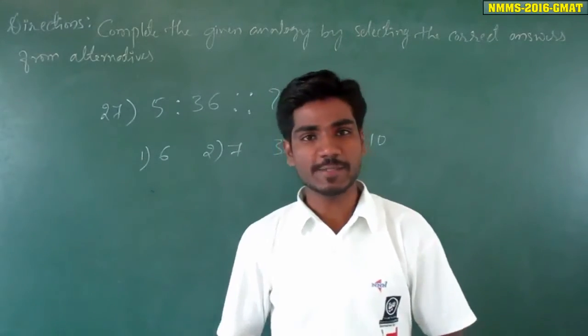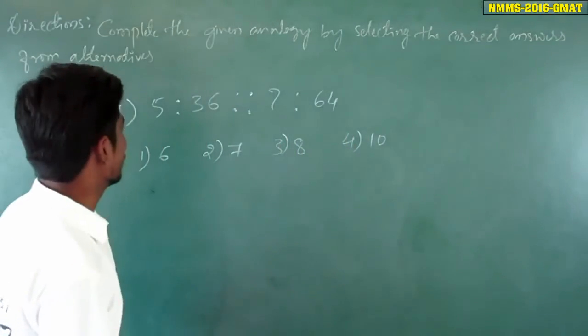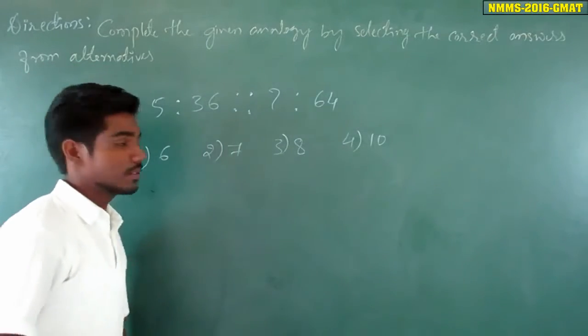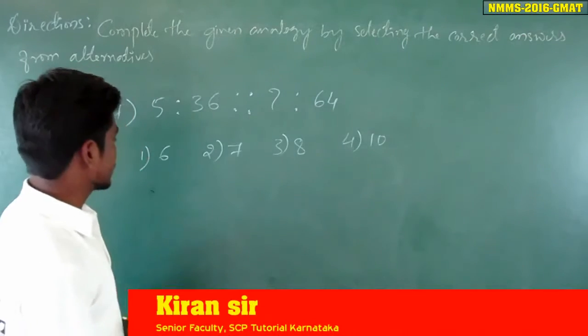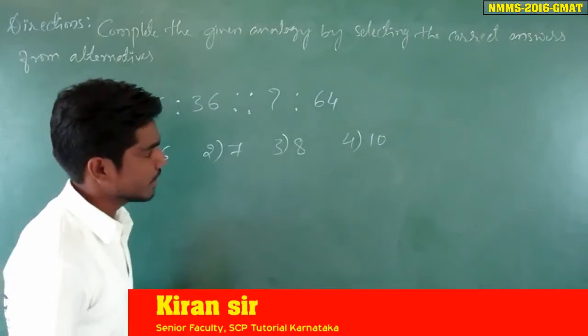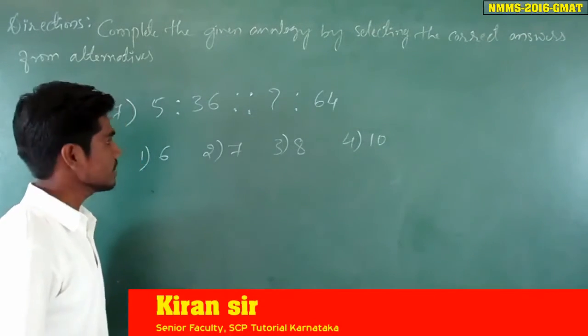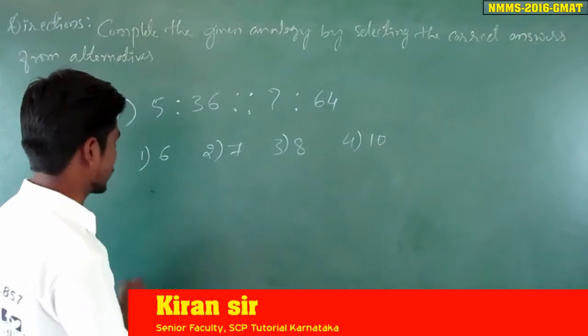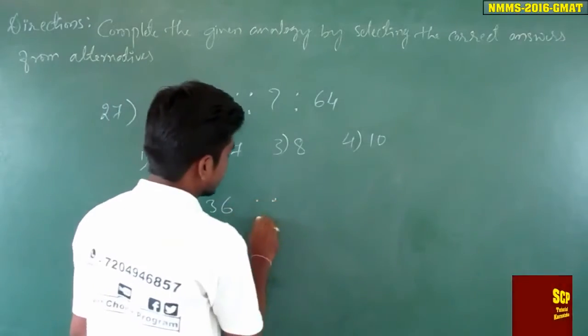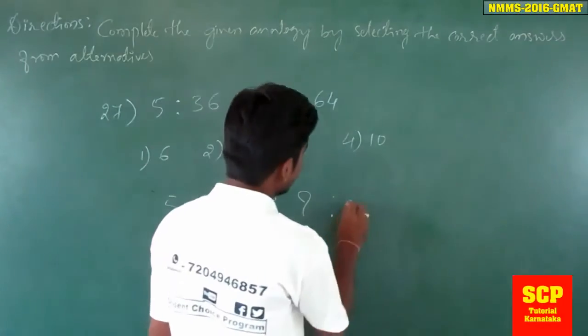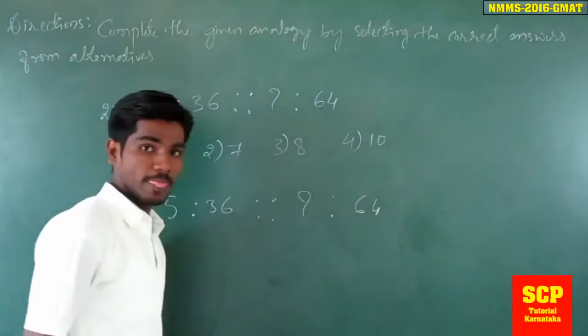Well friends, here is the next problem. The given problem is 5 is to 36 as question mark is to 64. Given options are 6, 7, 8 and 10. Friends, to solve this, first let me read the given question, that is 5 is to 36 as question mark is to 64. Okay.